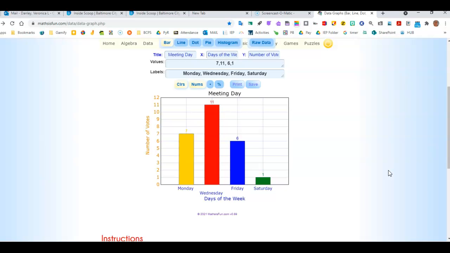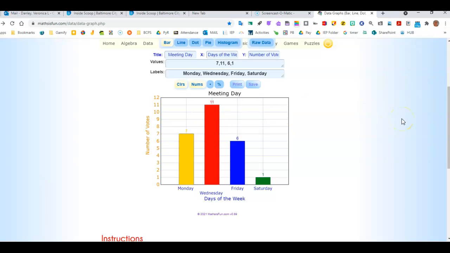Now I have some questions for you. How many more people voted for Wednesday than Monday? More people voted for Wednesday. How many more voted for Wednesday than Monday? You're looking at the difference between 11 and 7. Okay.